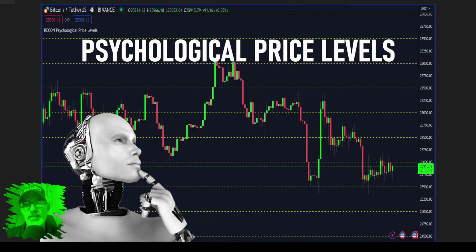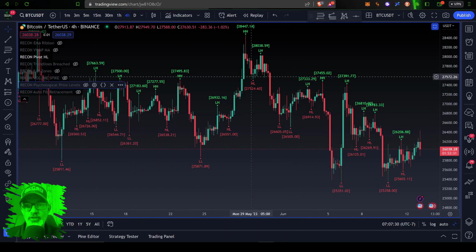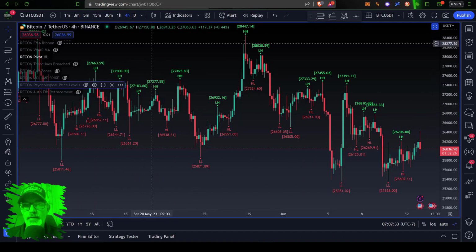And price tends to act predictably as it approaches or hits or breaks through a psychological price barrier, thus leading to trading opportunities. So, with that all being said, let's take a look at how you can use the Recon Psychological Price Levels Indicator to identify support, resistance, or breakout or breakdown opportunities. And we can start over here on the Bitcoin USDT 4-hour chart over here on Binance.